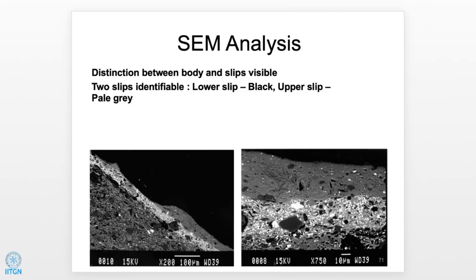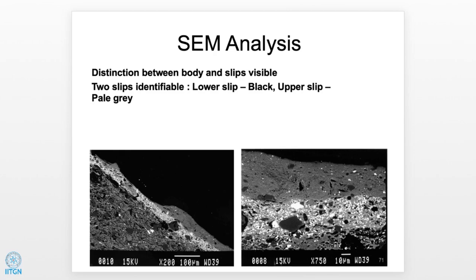This is a scanning electron microscopic analysis. Here you have the slip. This is a black slip, this is a pale slip, and this is a body part. This is an intermittent state of vitrification. It's a state somewhere around 900 degrees Celsius, the temperature has reached there.